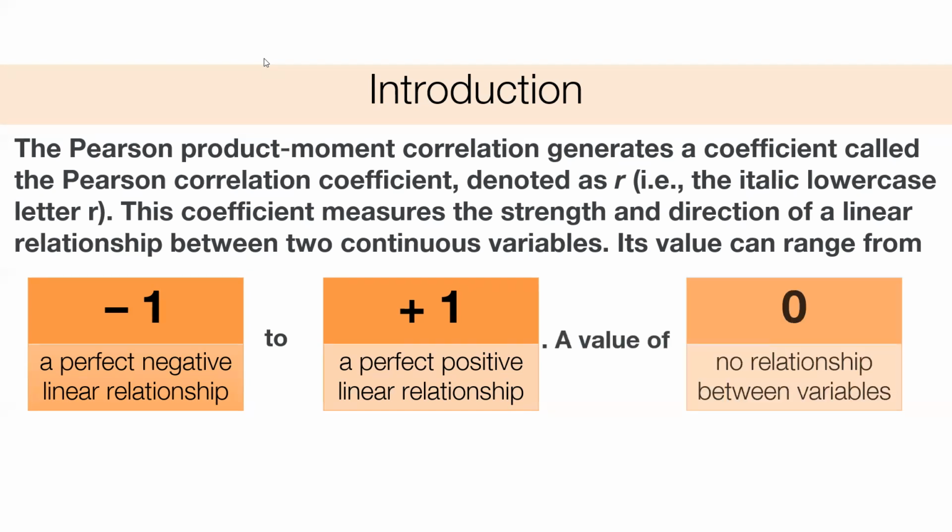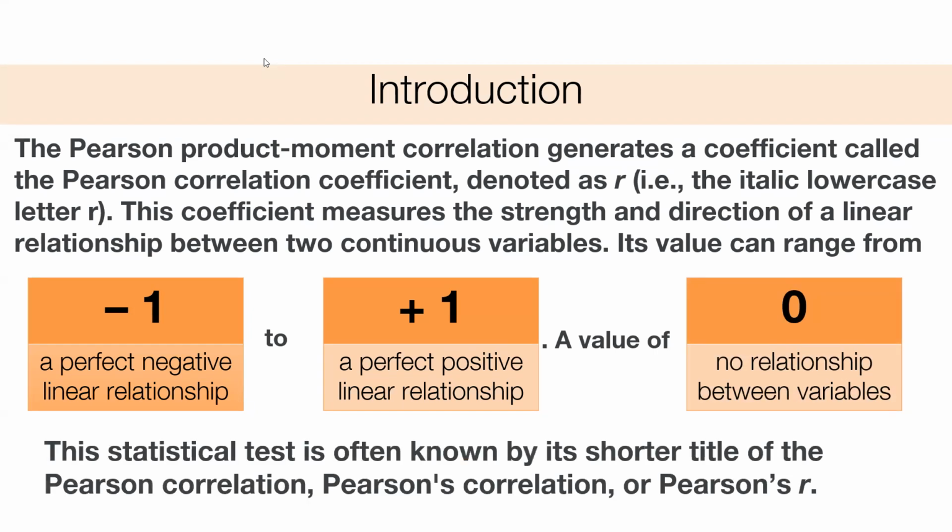Now, a value of 0 means that there is no relationship between the two variables involved. This statistical test is often known by its shorter title of the Pearson correlation. You could also say Pearson's correlation or simply Pearson's r.